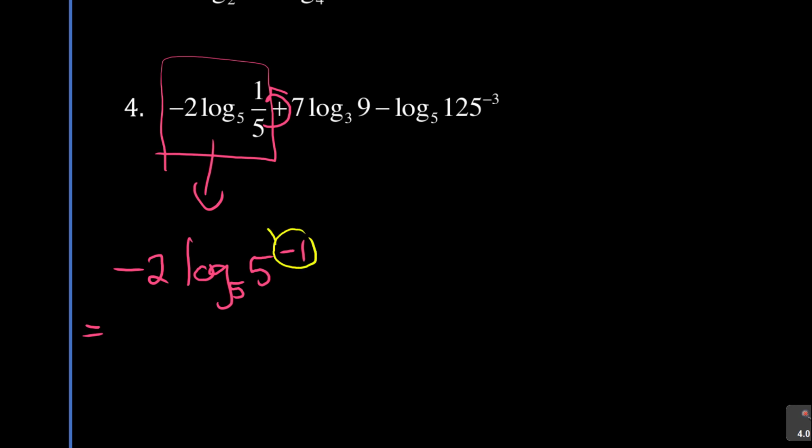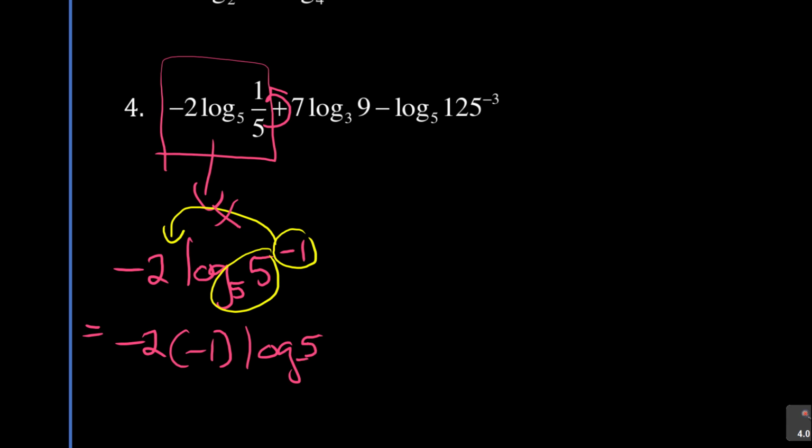This negative must go this side so that you can have 5 and 5. So it will become what? Minus 2, but when it comes here, it multiplies. It becomes minus 1, or times minus 1, log base 5 of 5, which is equal to what? Negative 2 times negative 1, it's 2. That becomes 2 times 1. See, that guy is done.